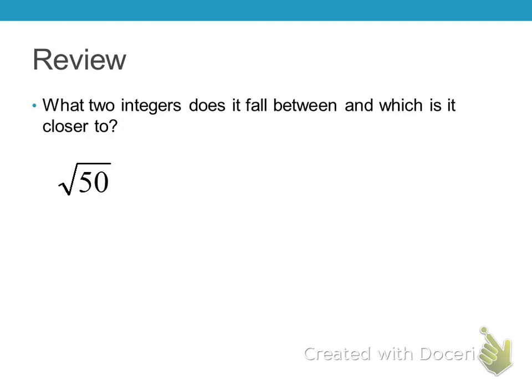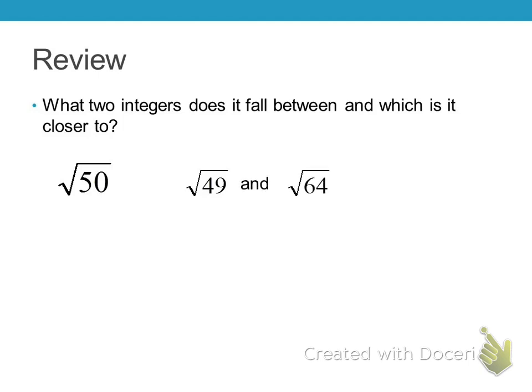Okay, so square root 50 is not a perfect square, right? There's no number times itself that would give us a 50. So you try to think of, well, what are the perfect squares that are close to 50? 49. So 49 is a perfect square. So I'm going to think of the square root of 49. So the square root of 49 is 7, right? And 50 is a little bit bigger than that. So go up to 8. What is 8 squared? 64.